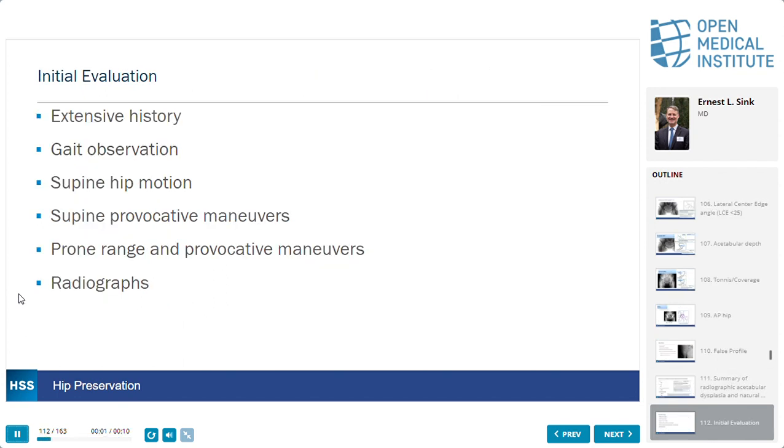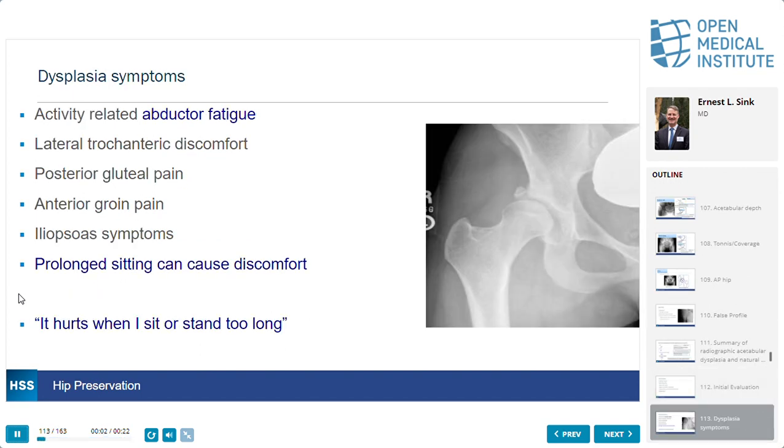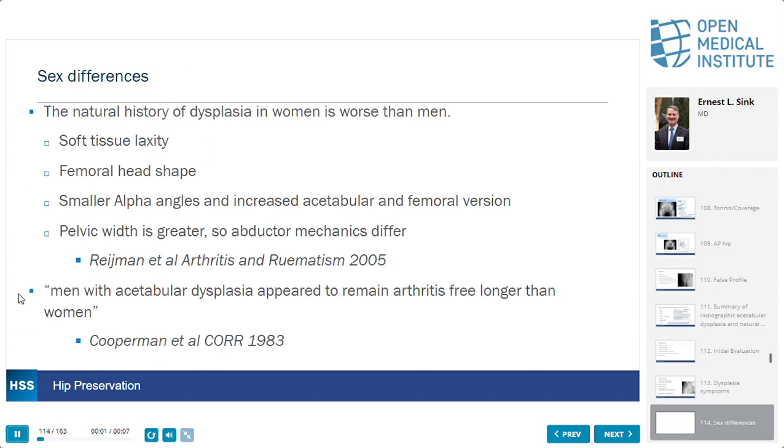So on initial evaluation, you need to do history, observe gait, supine hip motion, supine provocative maneuvers, prone range of motion, and radiographs. And I'll go through this. So dysplasia symptoms: activity-related abductor fatigue. It hurts when I sit too long. It hurts when I stand too long. For females, wearing heels is harder. Okay, so sitting, standing pain, some days are bad, some days aren't. Usually, this is a quote, it hurts when I sit too long or stand too long. And so many patients say that. Okay? The natural history of dysplasia is worse in females than males because of the ligamentous laxity, the pelvic shape.